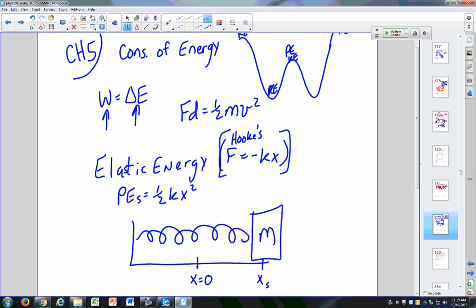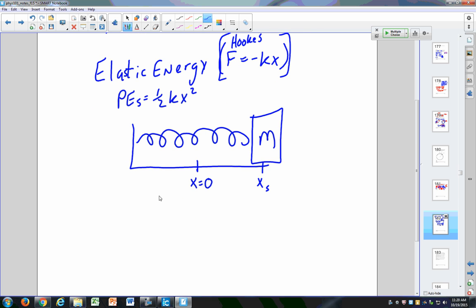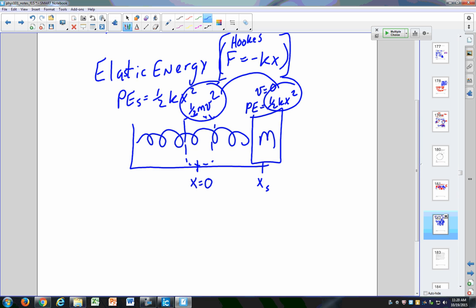It's just like the gravitational potential energy problems, except you're now dealing with 1/2 kx squared instead of mgh. So out here, if the speed is equal to 0, the energy is all in potential energy, which is 1/2 kx squared. And here, there is no potential energy because x equals 0. The energy is all in kinetic energy, 1/2 mv squared. So you would set these two equal and solve for the speed, or whatever it is that you're looking for. All right, so I think that's all of Chapter 5. Let me just double check.